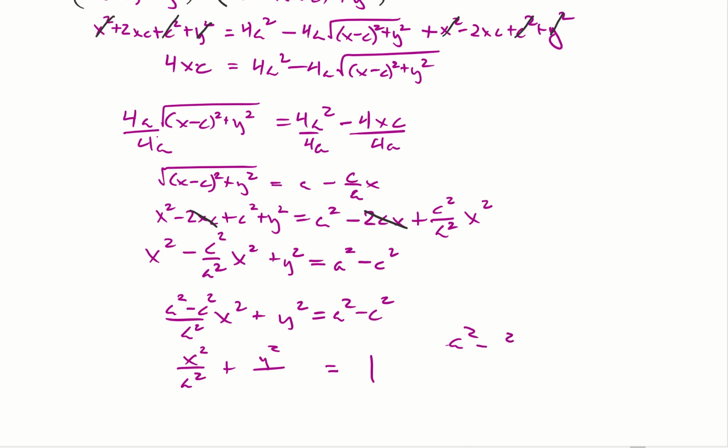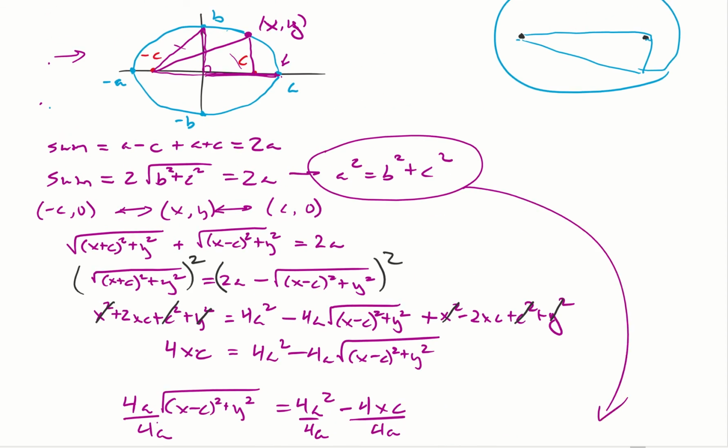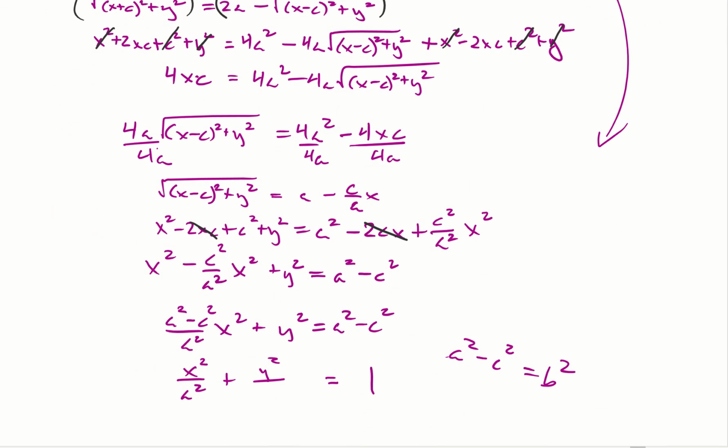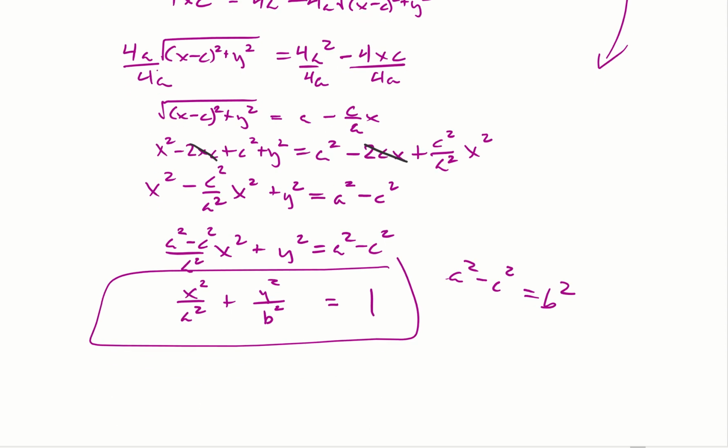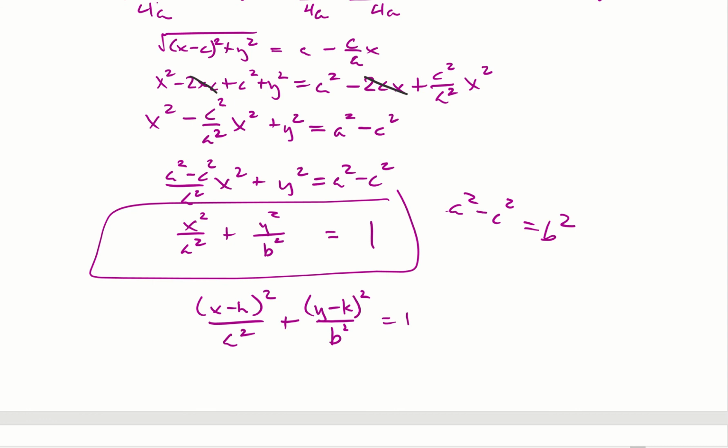But you know what that's equal to? It's equal to b squared from way above. Okay. And so there you go. That's what the equation, a nice equation of the ellipse, looks like if it's centered at the origin. If it's not centered at the origin, it looks like (x minus h) squared over a squared plus (y minus k) squared over b squared is equal to 1. Okay? Now, depending on the size of a and b, whatever number is bigger, that's the major axis.